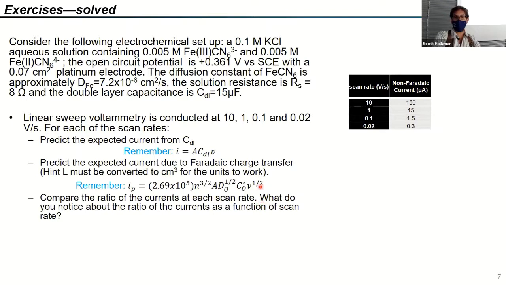I asked you then to predict the peak current for this species, and I gave you this equation here, and I would like to point out that the peak current is actually proportional to the square root of the scan rate, so it doesn't increase as quickly, and that becomes important because we can see at fast scan rates, there's a lower ratio of the Faradaic current to non-Faradaic current. Now, in all of these cases, the ratio of Faradaic current is much greater than the non-Faradaic contributions.